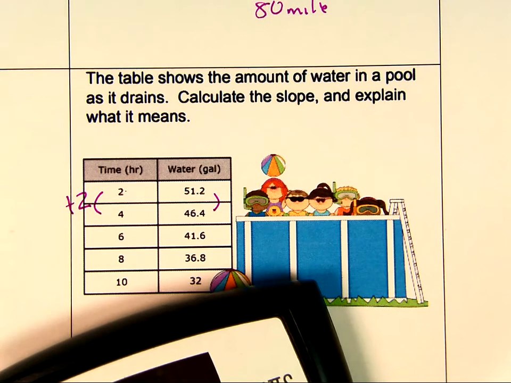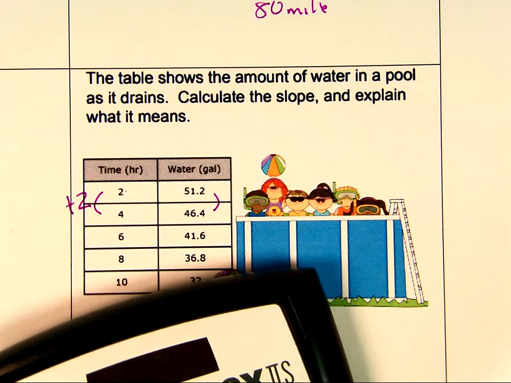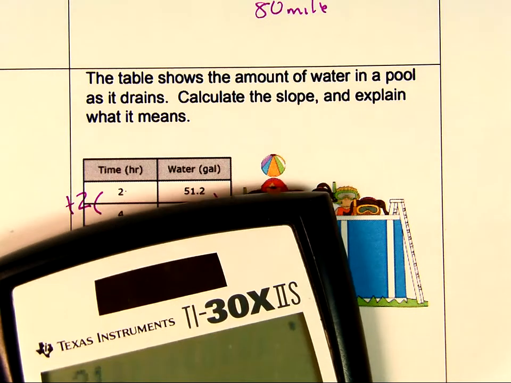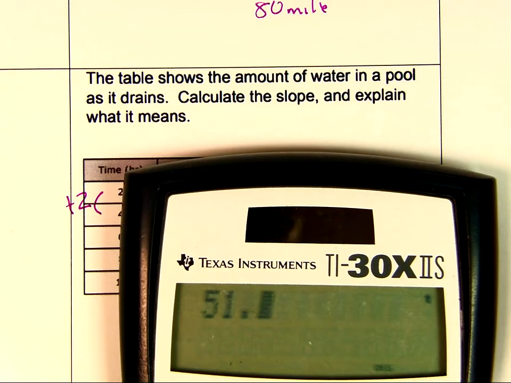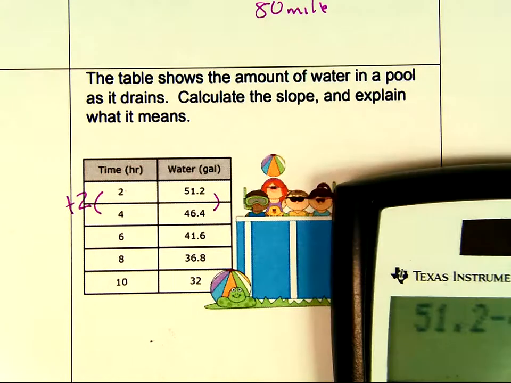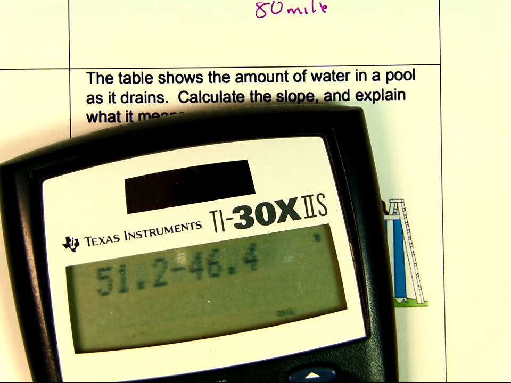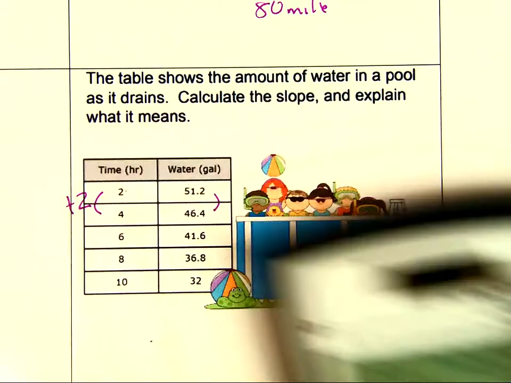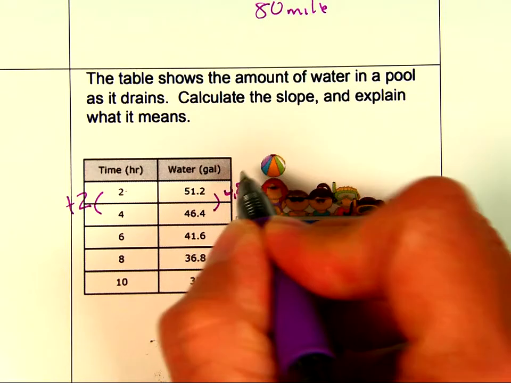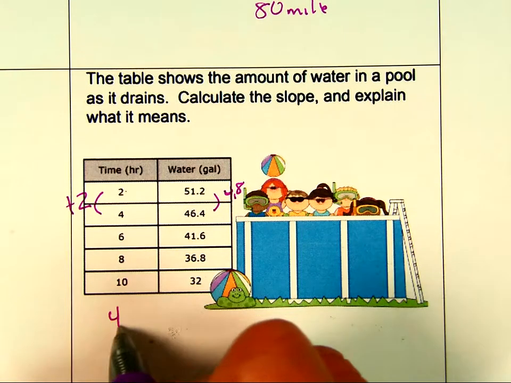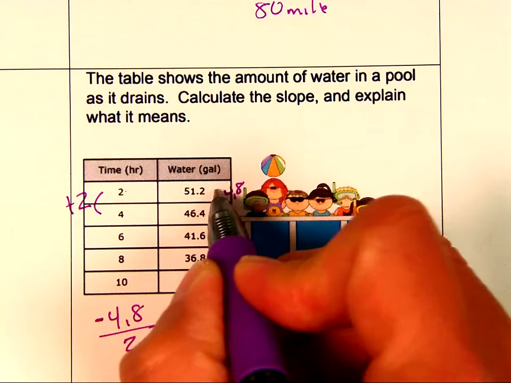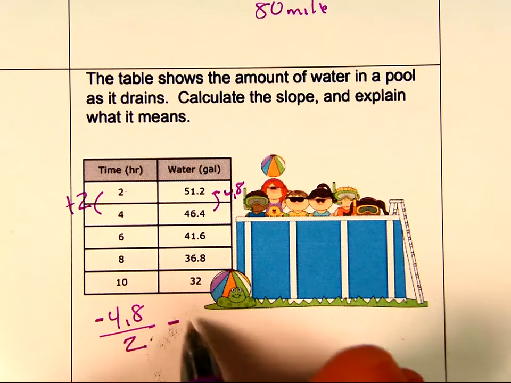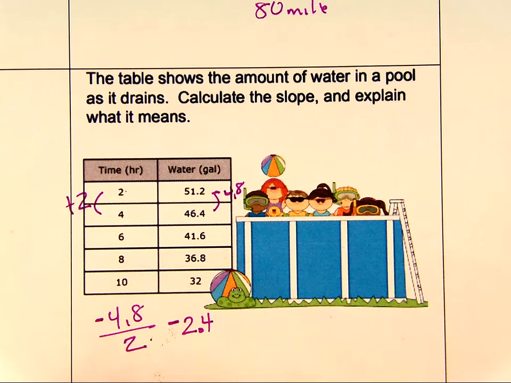My apologies. So get out your calculator and you say 51.2 minus 46.4. I think that's what it said, 46.4. And my calculator says that it's 4.8. So I'm going to say, 4.8. The water went down 4.8. That's our change in y over our change in x. This went down, so it's negative. So if we divide there, we can find our slope as -2.4.